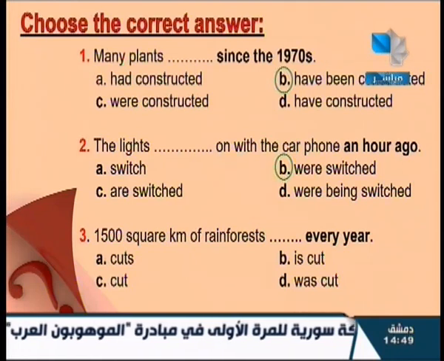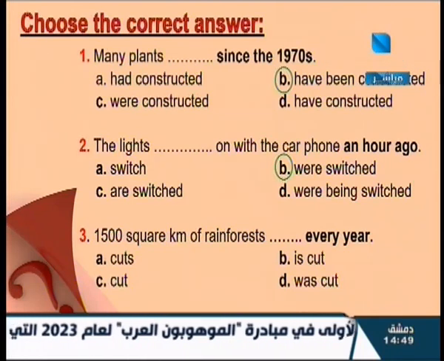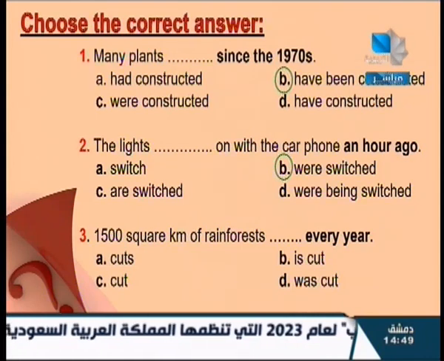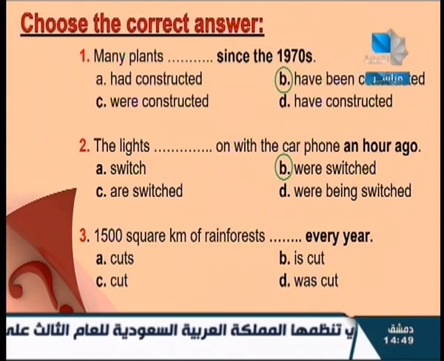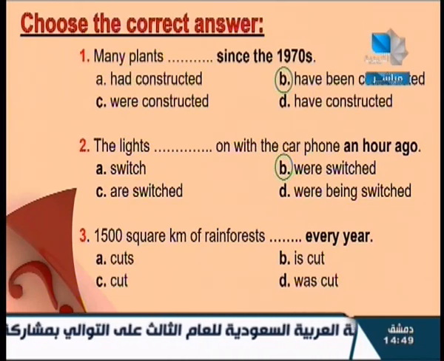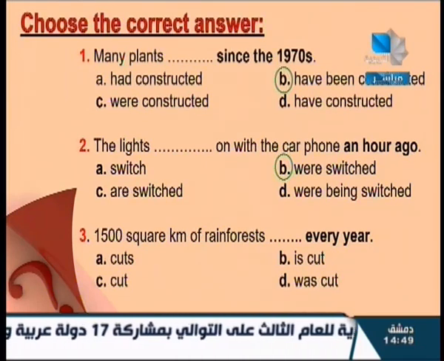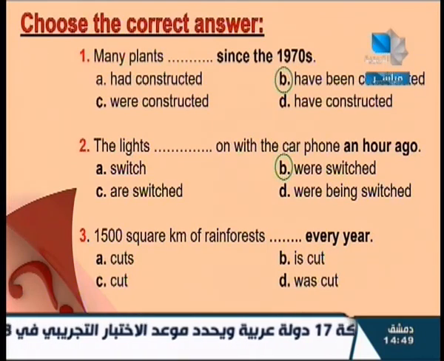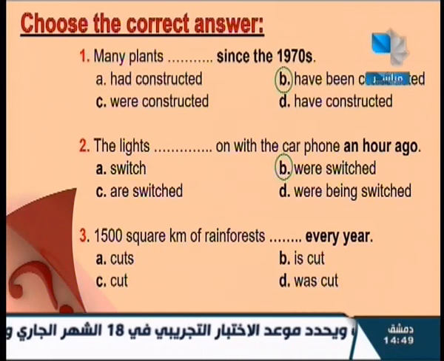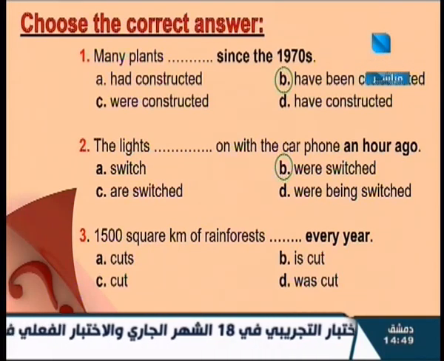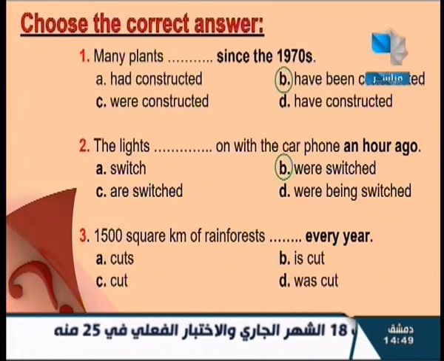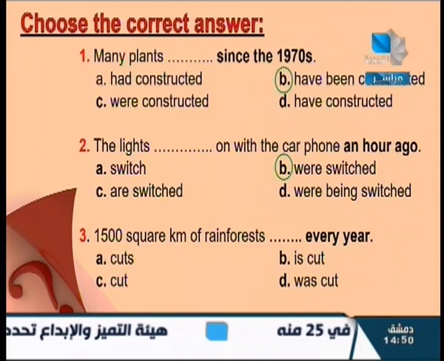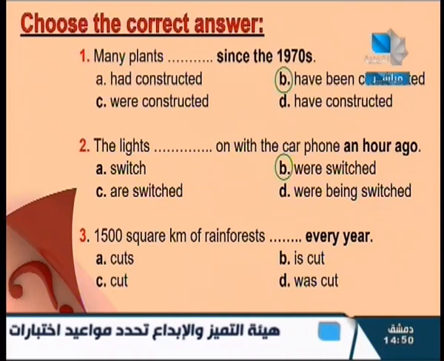Number 3, Miss Hannah. 1,500 square kilometers of rainforest every year. Here, to use the verb cut, it should be active or passive. We have four choices, as you see: cuts, cut, is cut, was cut. First, 1,500 square kilometers of rainforests, surely they don't cut themselves, somebody cuts them, so it should be passive. Now, present or past, it should be present because we have every year. But I have a note here about the verb, if it is singular or plural.